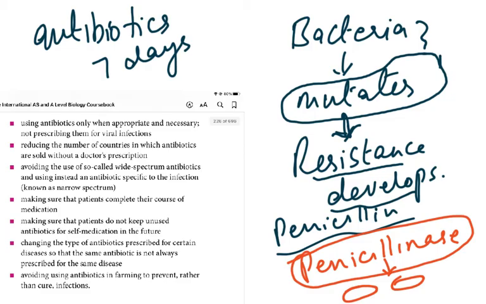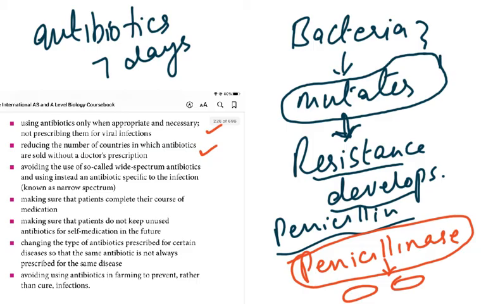Now, how can we control this antibiotic resistance? There are a few points which have been taken from your book. We should be using antibiotics only when appropriate and necessary, not prescribing them for viral infections. Reducing the number of countries in which antibiotics are sold without a doctor's prescription. Sadly, in Pakistan, you can go and get an antibiotic without a prescription.